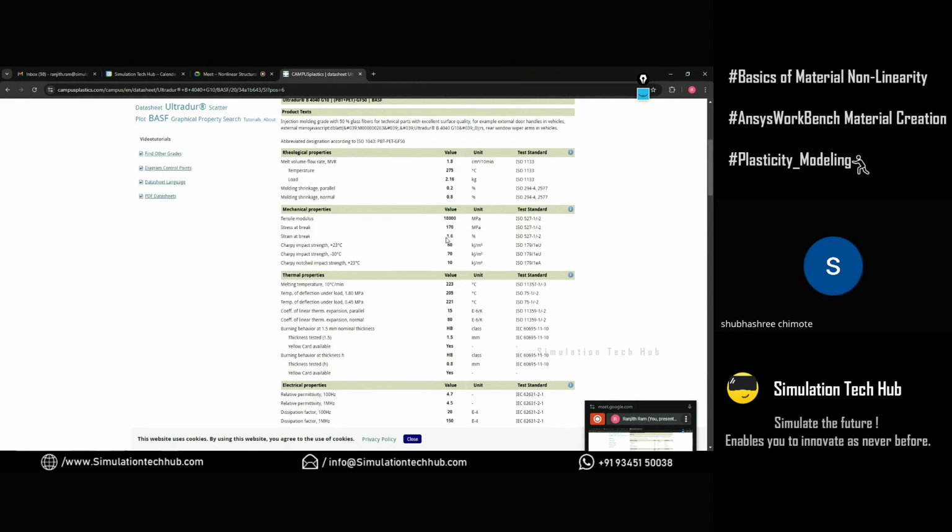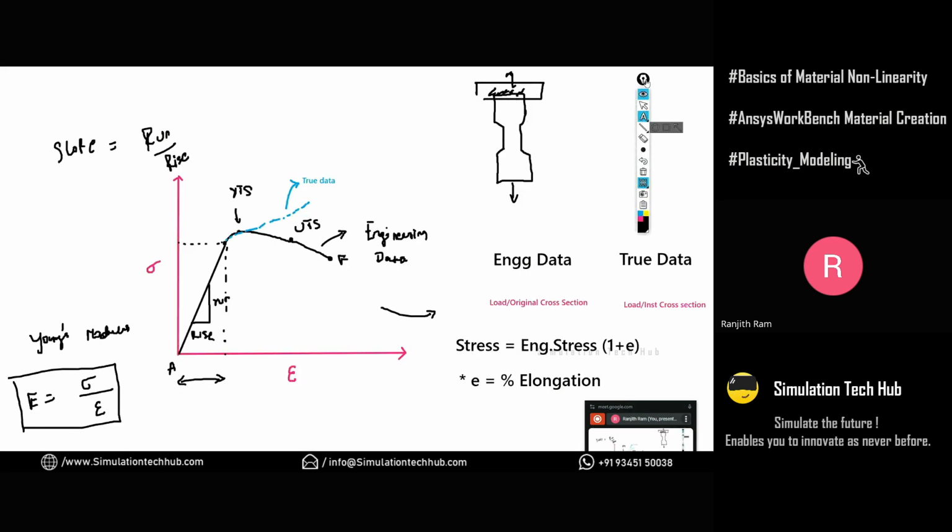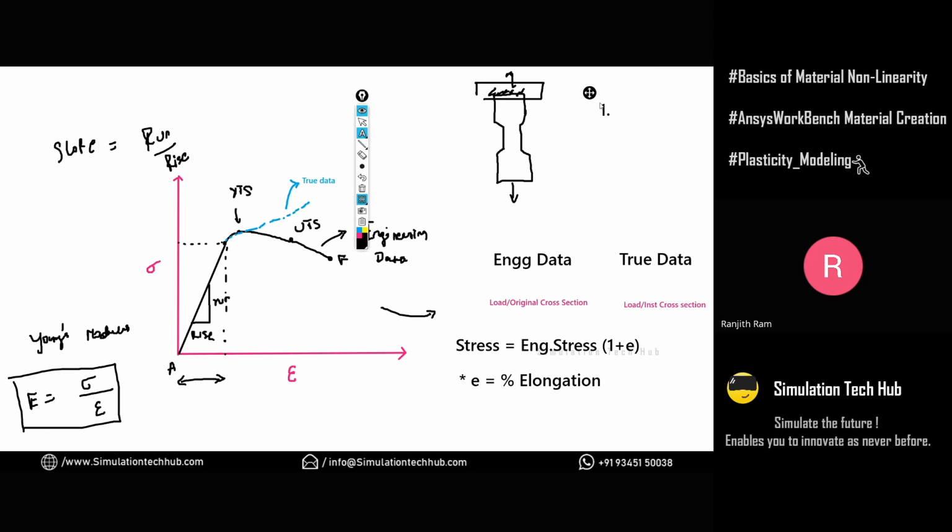They mentioned it as 1.6 percent, in terms of percentages, which could be our plastic strain limit. The percentage of elongation is 1.6 percent, so we need to divide this by 100 to get the strain value limit of 0.016.